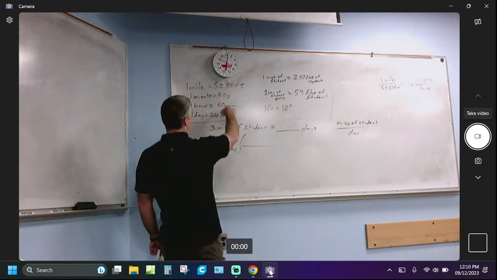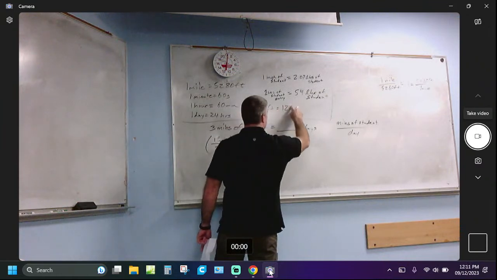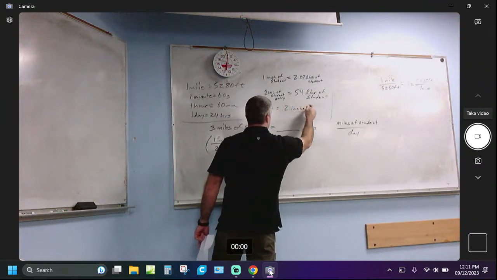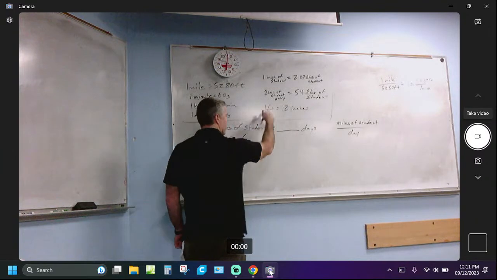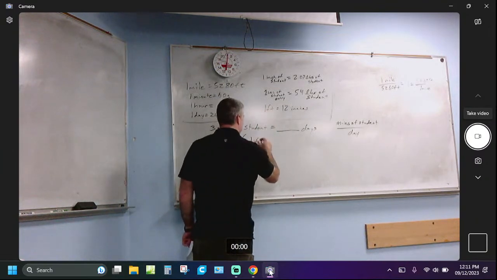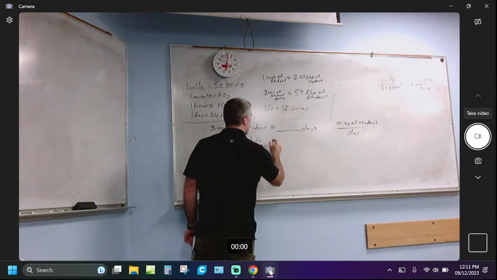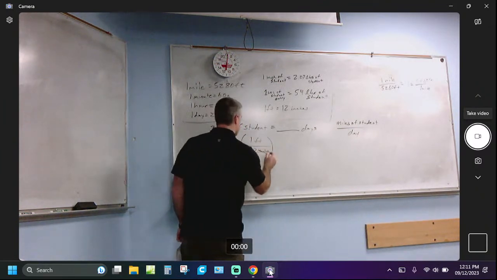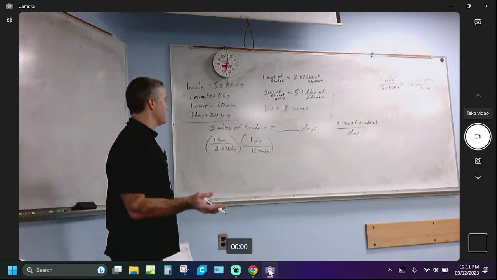And to do that, I'm going to use this. And I want feet, so this needs to go on top. And I don't want inches, so that needs to go on the bottom. So I'm just multiplying by 1, and the inches cancel out. But now I've got feet per pound.